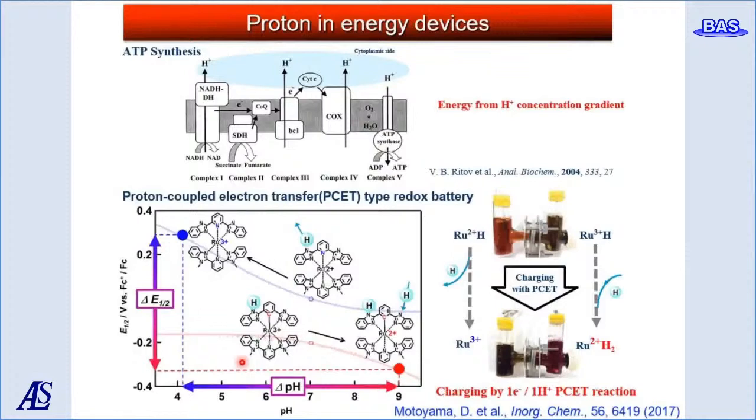By the way, it is well known that the proton gradient inside and outside the biological membrane is essential for ATP synthesis, which is important for energy production. Therefore, in our systems, the pKa difference is stored as the potential voltage change, and this is quite similar to biological energy storage systems.